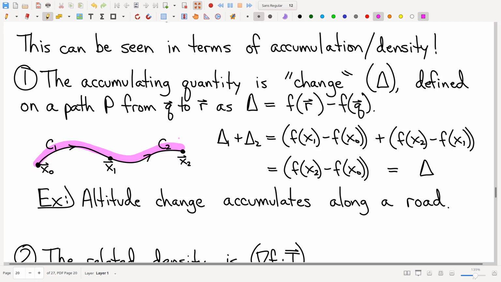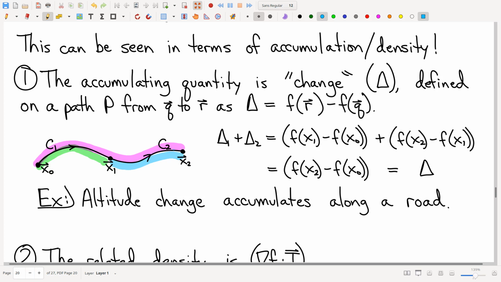So I claim, though, accumulation, in the sense that however much my function f, whatever that is, changes over that purple curve, that's going to equal how much it changes over this first green segment plus how much it changes over this second blue segment.